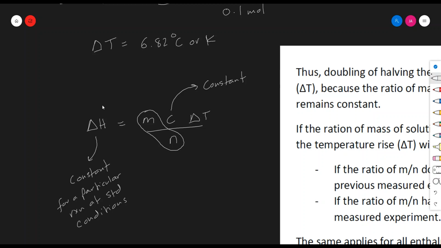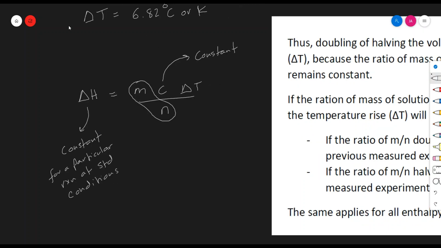Any change in the ratio of mass over moles when compared to a previous example would cause a change in delta T. Thus, for example, if the mass of the solution was increased but the reacting moles were decreased, the ratio of mass over moles would increase. But the temperature rise would be required to decrease to keep the enthalpy change of the solution constant, as stated here.